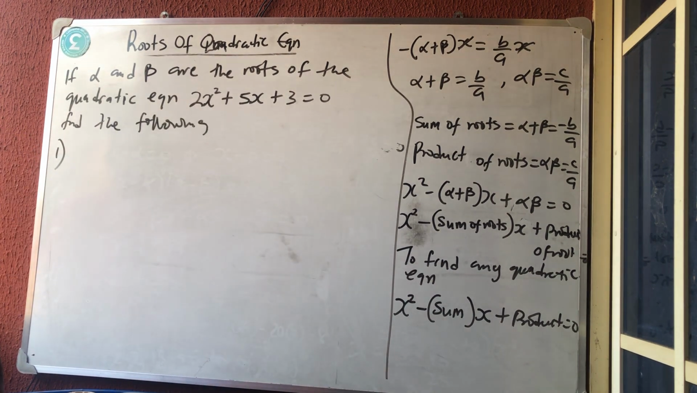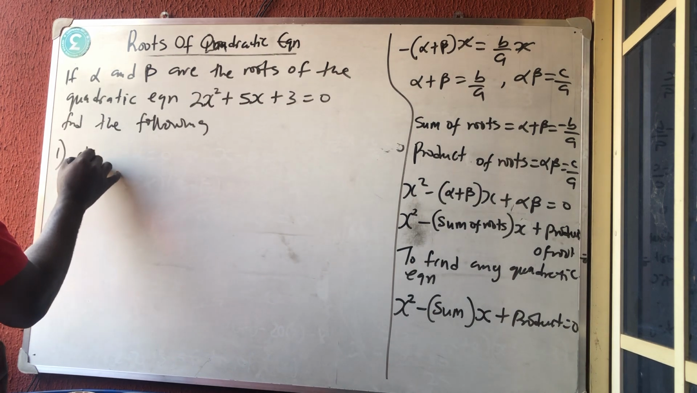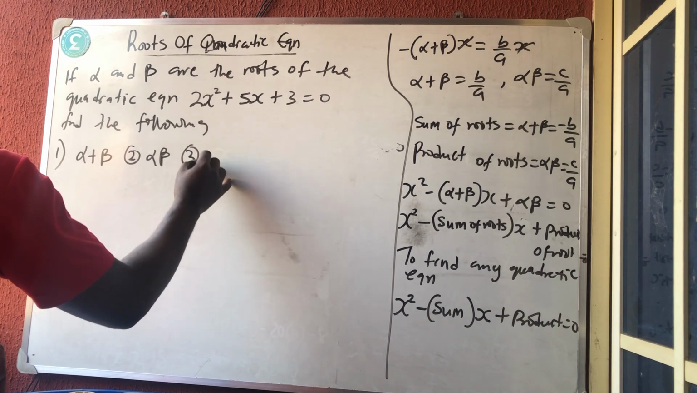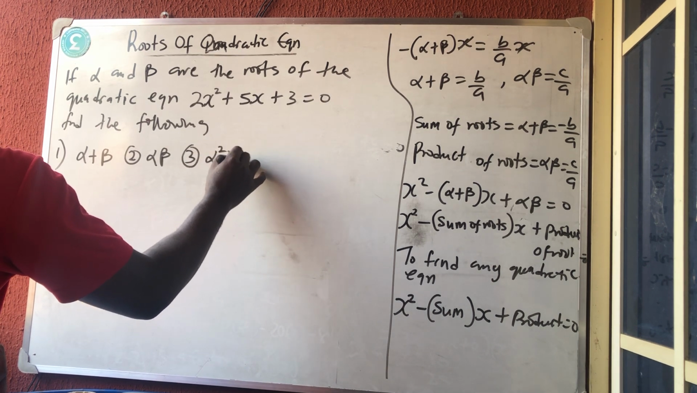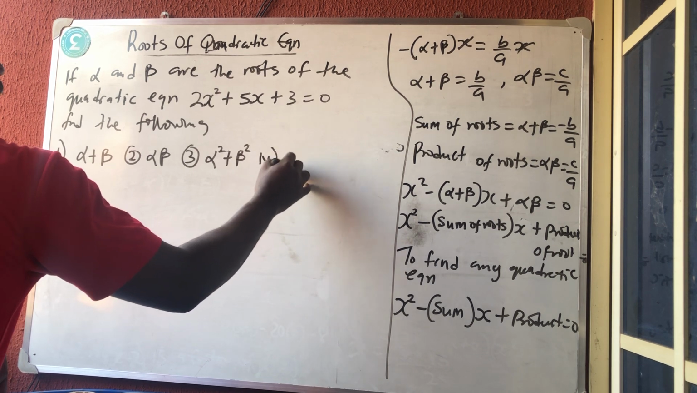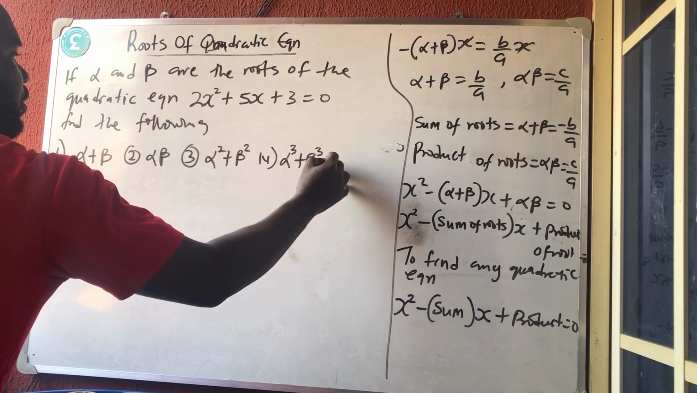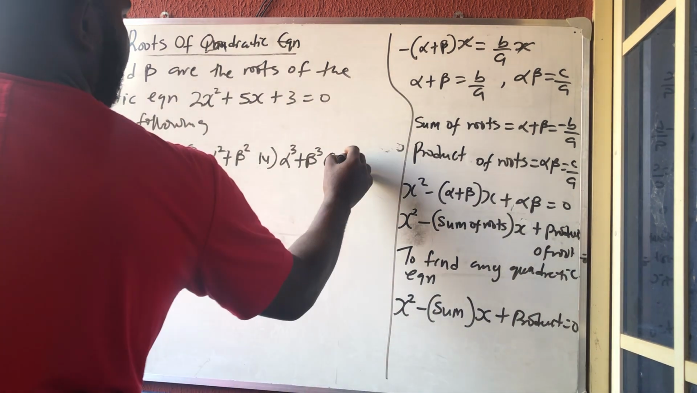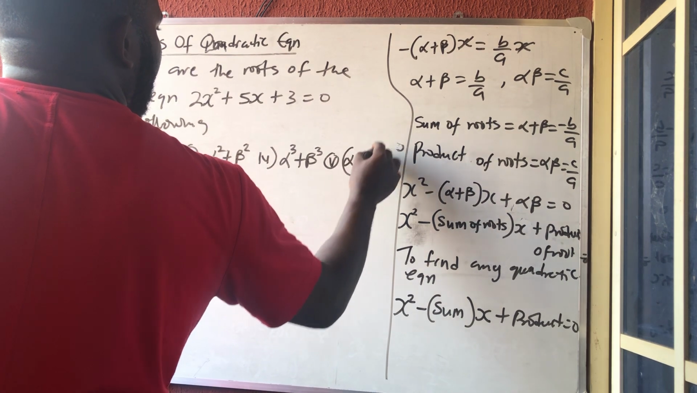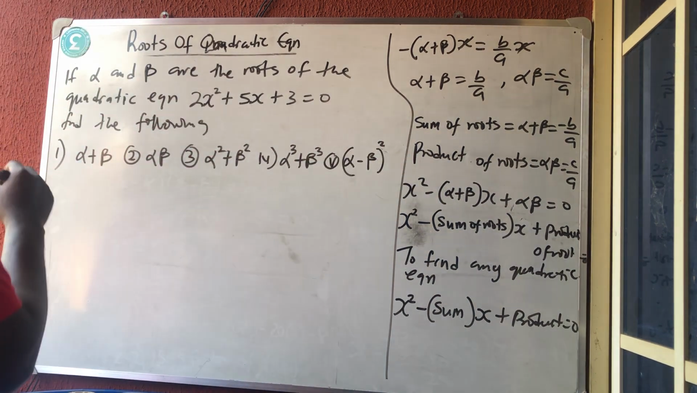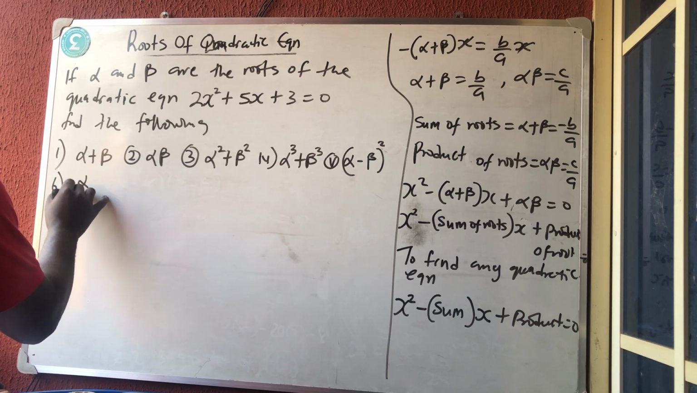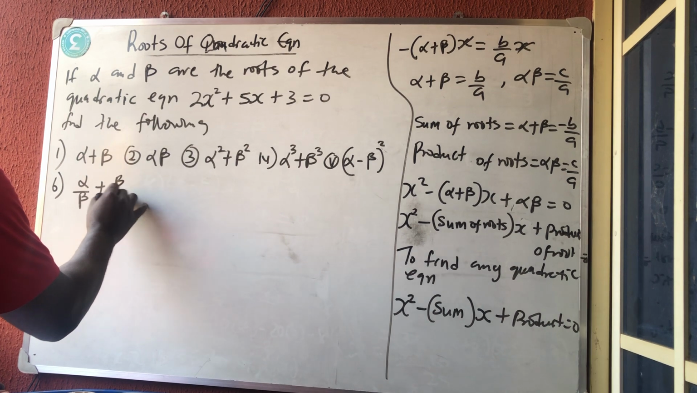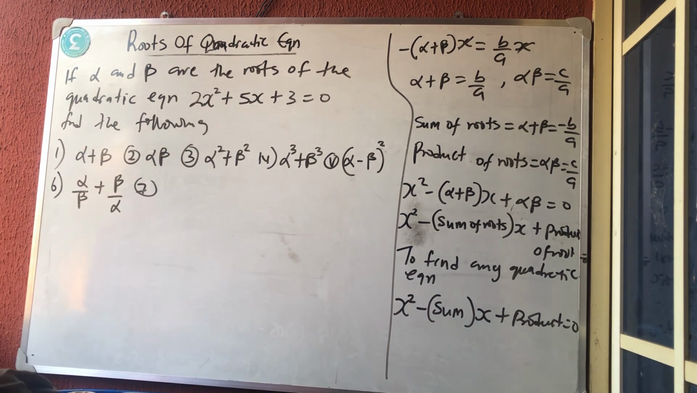Number one, alpha plus beta. Number two, alpha beta. Number three, alpha squared plus beta squared. Number four, alpha cubed plus beta cubed. Number five, alpha minus beta all squared. Number six, alpha over beta plus beta over alpha.